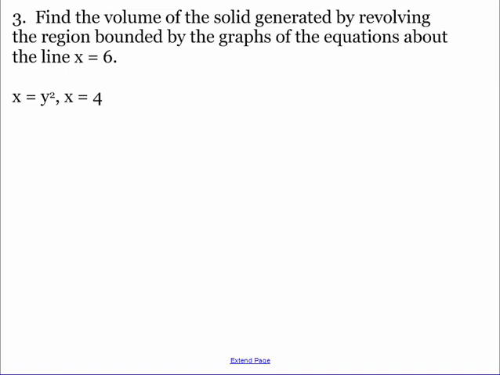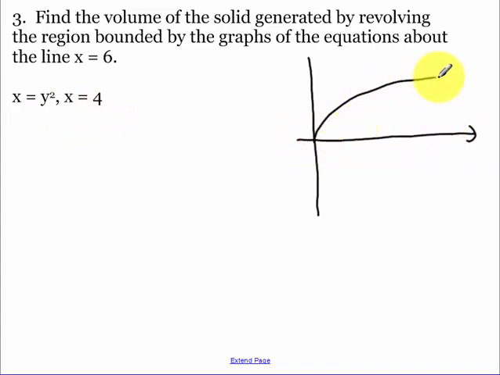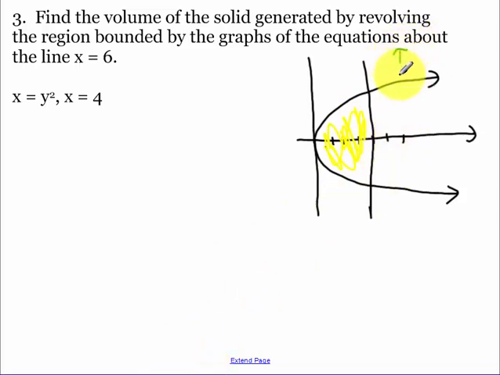Okay, last example. Find the volume of the solid generated around x equals 6. So let's get an idea again of what our curve looks like. X equals y squared is a parabola hanging out on its side. X equals 4, 1, 2, 3, 4. So I'm rotating, let's do this not in black because that would look really gross. We're going to revolve that area around the line x equals 6.